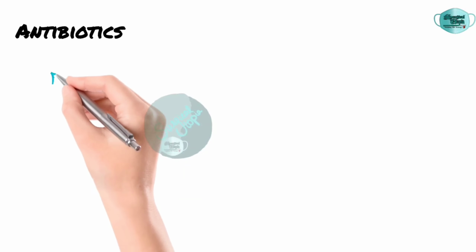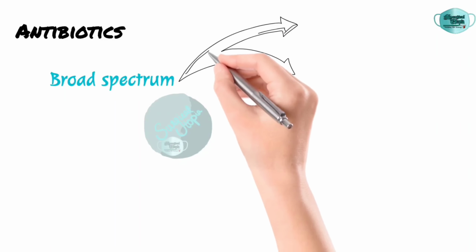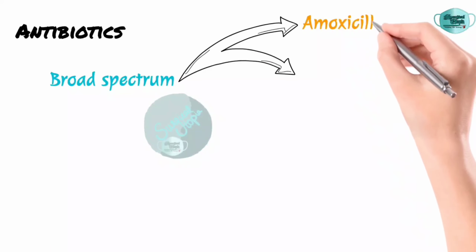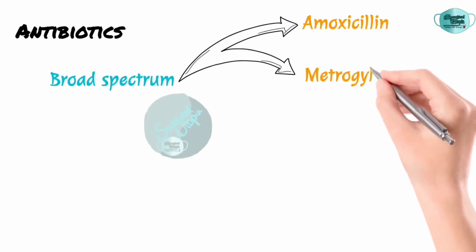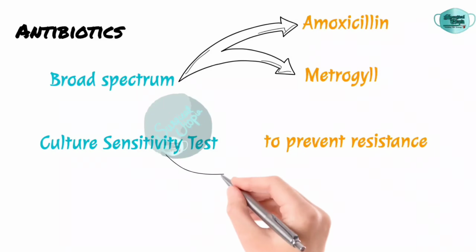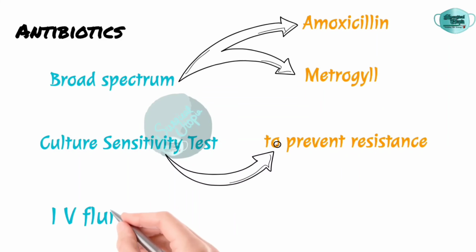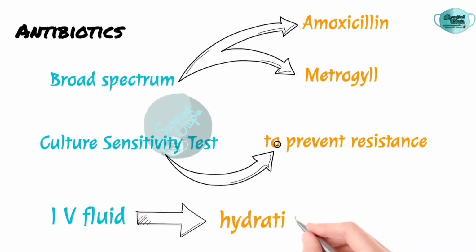Patient should be taken on antibiotics. Broad spectrum antibiotics should be started firstly. Most commonly amoxicillin and metronidazole are started, and pus should be collected in a syringe and sent for culture sensitivity test, after which antibiotics can be changed in case resistance is found. IV fluid should be started in order to keep the patient hydrated. Incision and drainage should be planned.